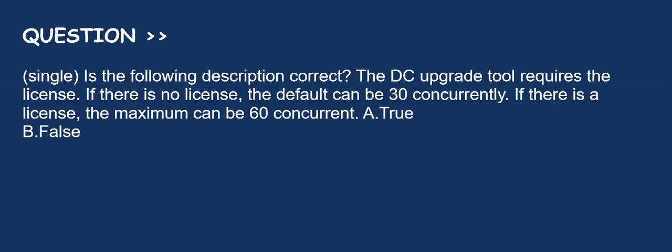Next one, is the following description correct? The DC upgrade tool requires the license. If there is no license, the default can be 30 concurrently. If there is license, the maximum can be 60 concurrent. Option A true, option B false. The correct answer is option B.